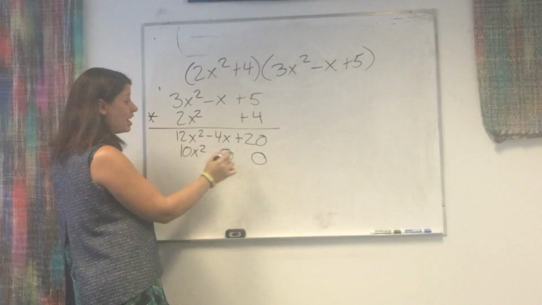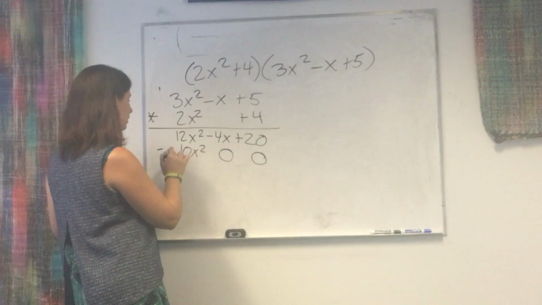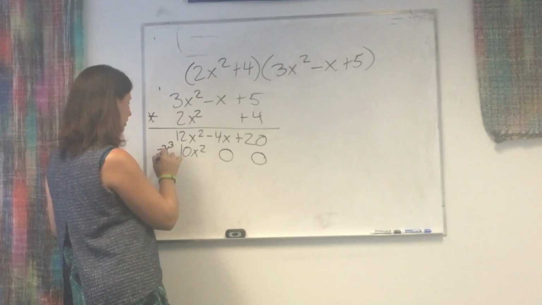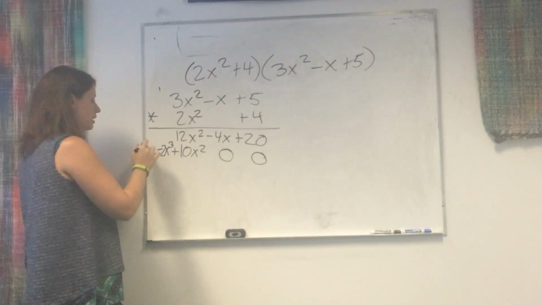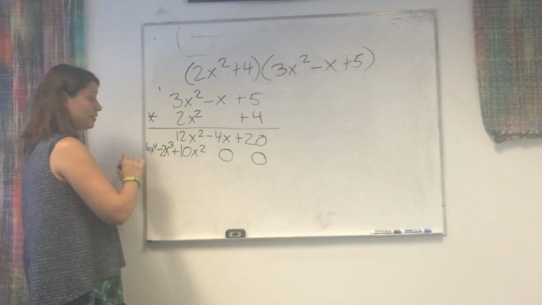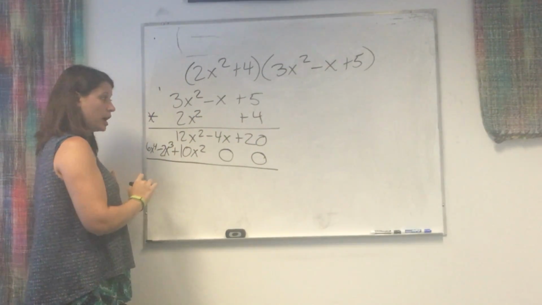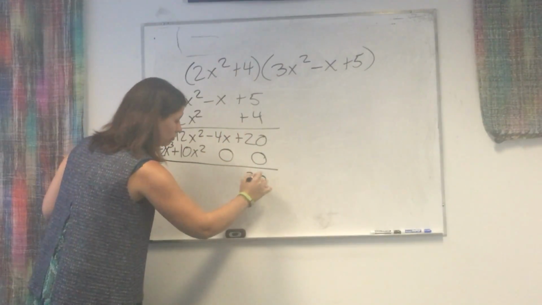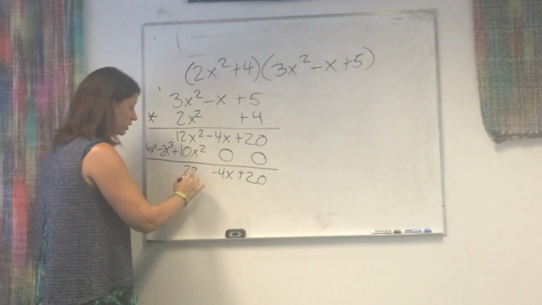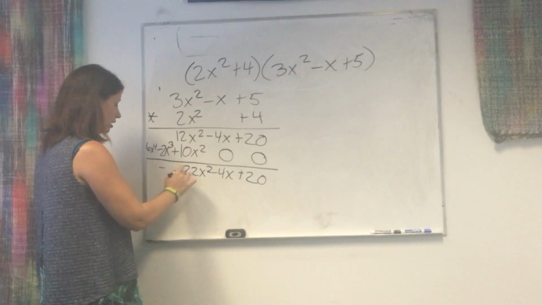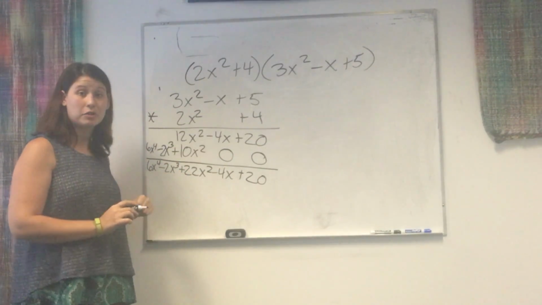See how they're lining up? Because we put those zeros. And then 2x squared times negative x is negative 2x cubed, sorry. There's a minus there. And 2x squared times 3x squared is 6x to the 4th. I didn't leave myself enough room. And then we add down because everything's lined up correctly. So 20, negative 4x, 12x squared and 10x squared is 22x squared, minus 2x cubed and 6x to the 4th. That's exactly what we got the other way as well.